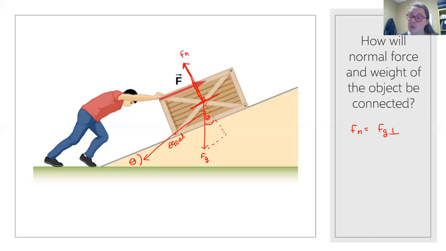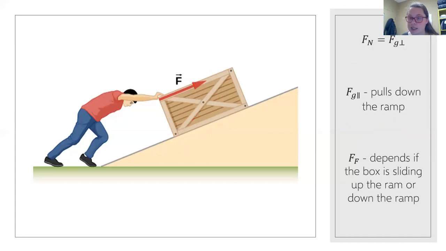Remember the last lesson we were pulling at an angle and normal force was impacted by that perpendicular component of my pull or my push? Well, in this case, gravity has to be broken into a perpendicular and a parallel component. So just to summarize everything all together for you, normal force will be equal to the perpendicular component of gravity. I'm going to sketch my diagram again.